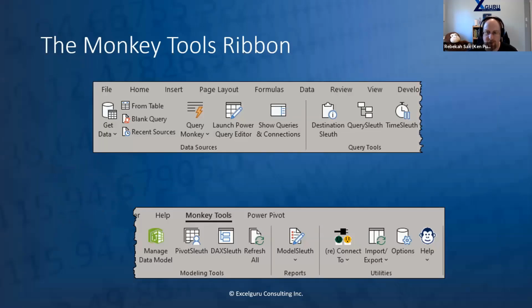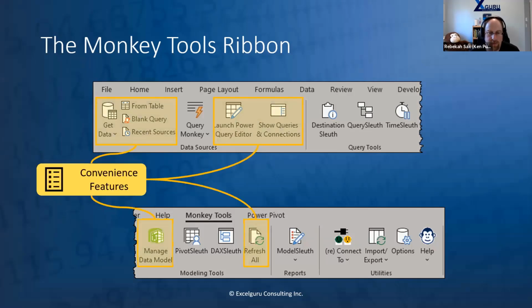The ribbon's so big I had to split it into 2 components. Basically, we say, look, we got 2 different types of features on this. The first one is what I call convenience features. These are basically just Excel commands that we've put into one ribbon so that you can get at them without having to flip back and forth between ribbon tabs on a regular basis.